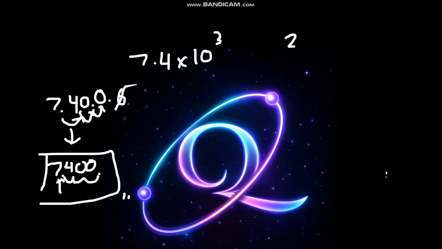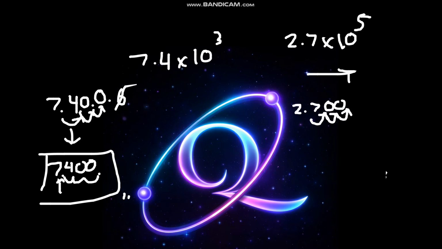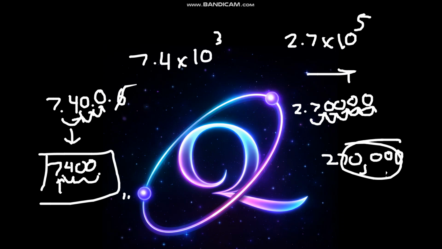Now let's see, if we have 2.7 times 10 raised to the 5th power. We're just going to move to the right 5 times. So we have 2.7. We're going to move here 1, 2. So we're going to add 3, 4, and 5. We're going to add another. So this is 270,000, right? And there's a decimal here that we don't need. So this is the standard number for this scientific notation.